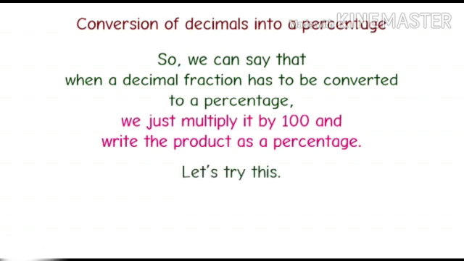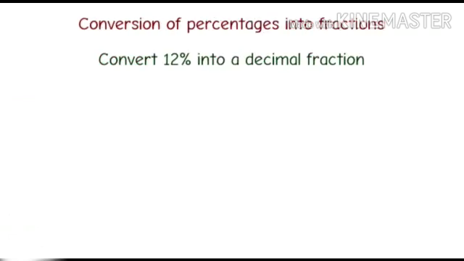Let us try this. 0.123 is equal to 0.123 into 100, which is equal to 12.3%. 0.4 is equal to 0.4 into 100, which is equal to 40%. 4.57 is equal to 4.57 into 100, so 457%.